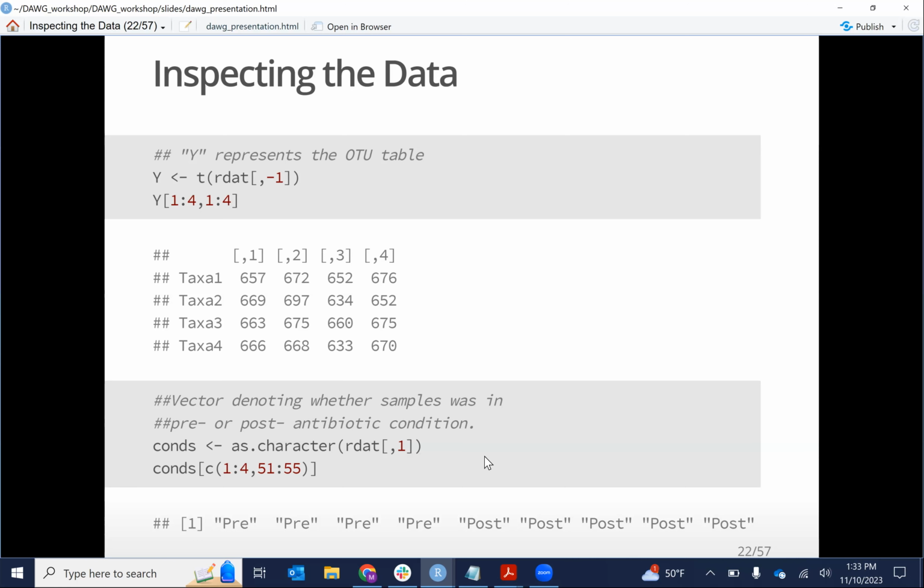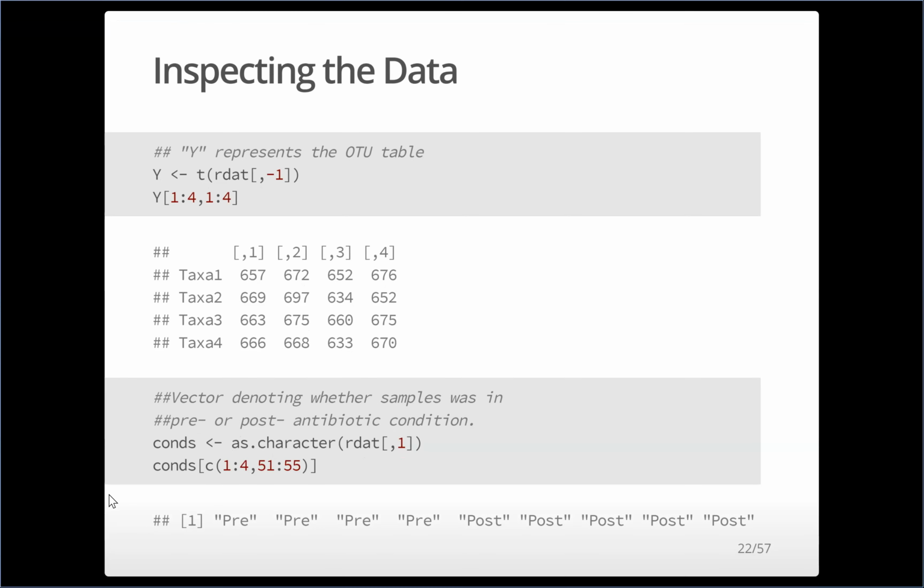And then you can't see because Zoom's cutting it off. We have this pre and post condition vector. That's what we're testing our differential abundance on. So we're going to feed this into ALDEx2. The goal is to try to understand which taxa change between the pre and post.